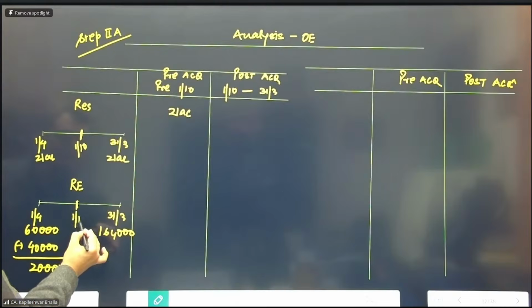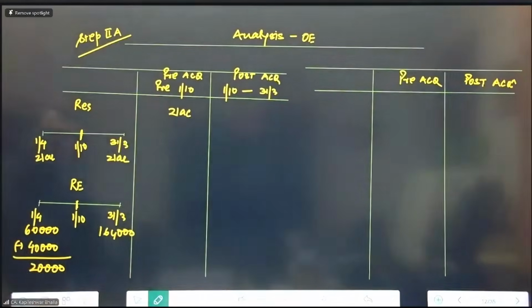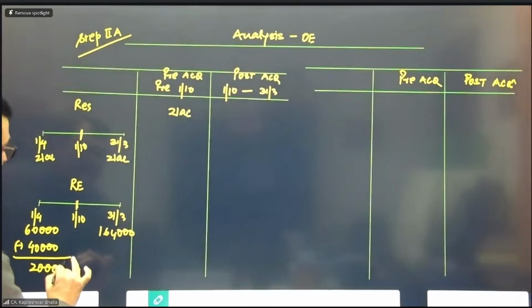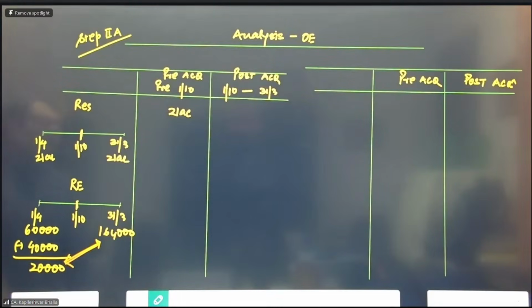The date of acquisition is in the middle of the year. So would you like to tell me how much is pre and post? So 20, of course, is pre, and then there is an increase of 144 during the year.